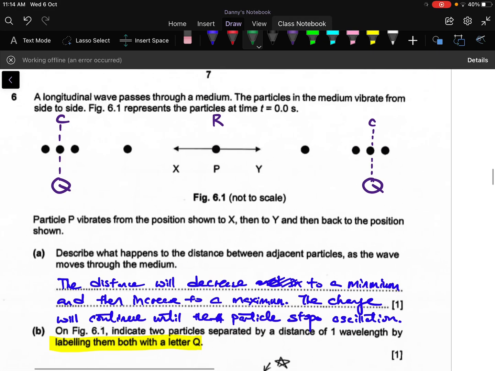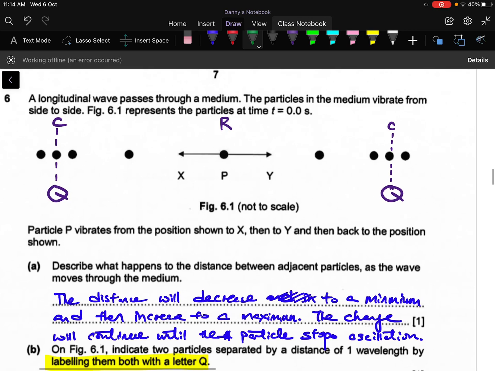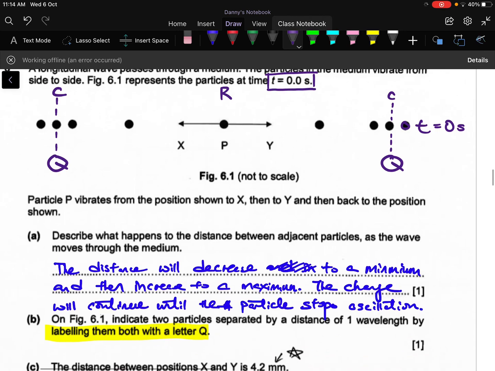Okay, question 6 is your typical wave question, and this wave question involves the longitudinal wave, which is the sound wave. Here in 6.1, you are given a photograph. Why do I say photograph? Because it's frozen in time. So this entire picture of dots is actually t equals 0 seconds. It's a snapshot at time equals 0.